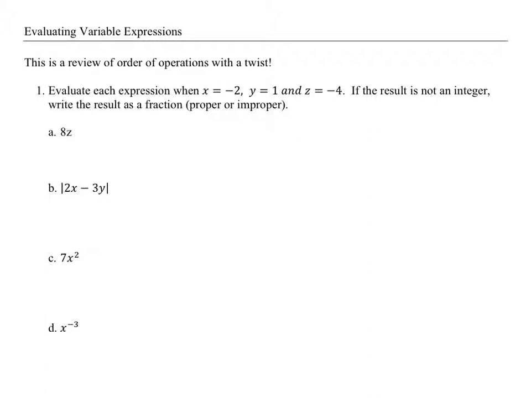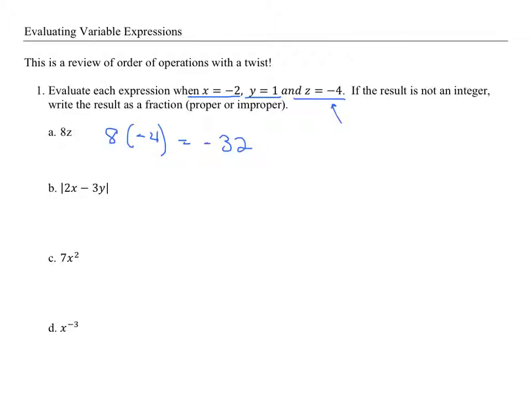Let's go blue today. Evaluate each expression when x is -2, y is 1, and z is -4. If the result is not an integer, we're just going to write it as a fraction and not a mixed number, just a proper or improper fraction depending on the problem. So 8z, well, we're told that z is -4, so it's 8 times -4. This is a nice straightforward one. -32. I'm done. Yay.